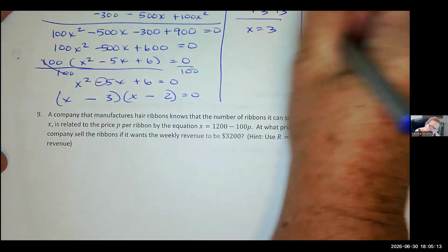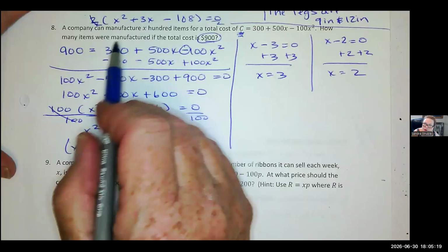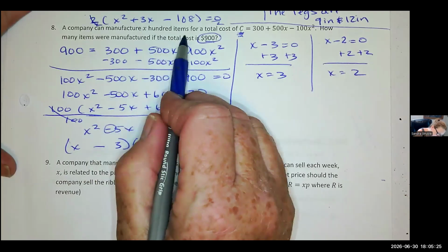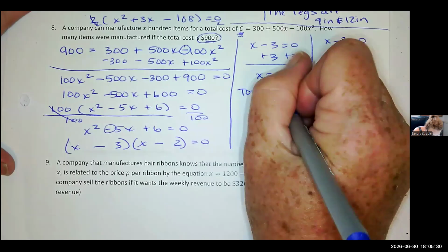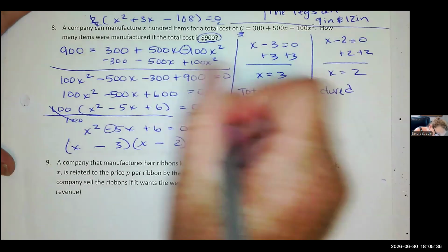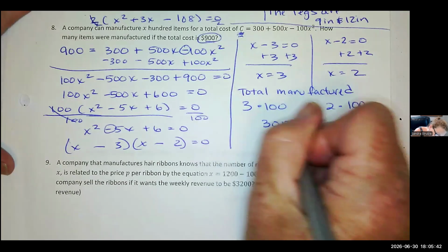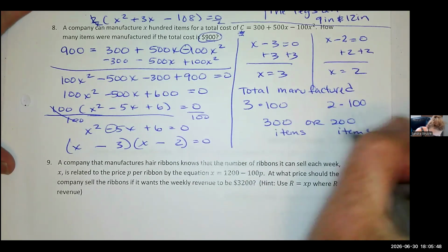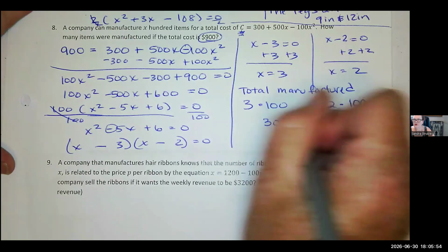Now the question is, how many items were manufactured? Well, the items are x hundred items. So you need to understand that the total items manufactured are 3 times 100, 2 times 100. So it's either 300 or 200 items were manufactured. Both will give you the answer for this formula.